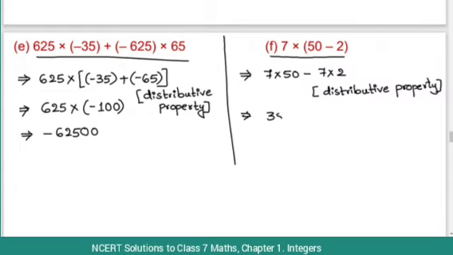Next, 7 5s are 35. That is 350 minus 14 is equal to 336.